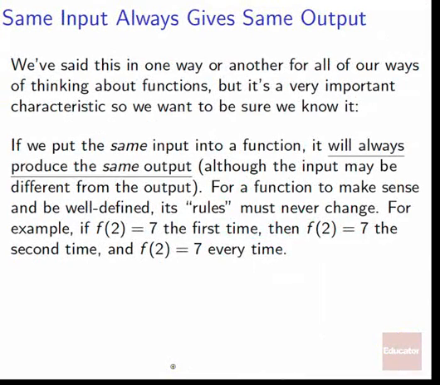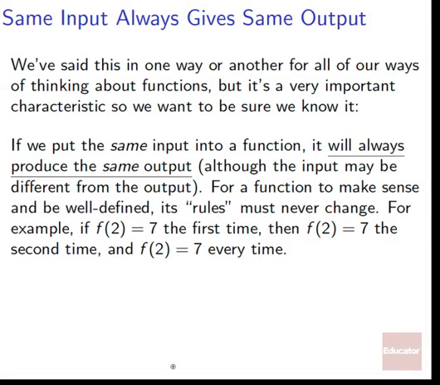This idea is so important, we're going to talk about it really explicitly. We've said this one way or another for all of our different ways of thinking about functions, but it's such an important characteristic of a function, we want to make sure that we know it. If we put the same input into a function, it will always produce the same output. Now, the input and the output could be totally different. The input isn't necessarily going to be where we show up on the output, right? You start in San Jose and then you show up in some farmer's field 100 kilometers to the north. But you're going to come out to that same farmer's field each time because you're showing up at the same location.